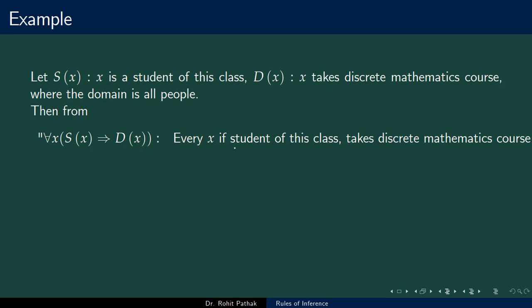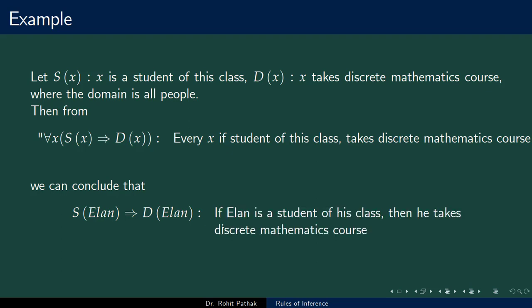What is the meaning of this? Every x, if a student of this class, takes the discrete mathematics course. So from this we can conclude that Ln is a student of this class implies Ln takes the discrete mathematics course. If Ln is a student of this class, then he takes the discrete mathematics course, right? So Ln is one of the persons from this domain. So for one of the persons from the domain, if he is a student of this class, then he takes the discrete mathematics course.